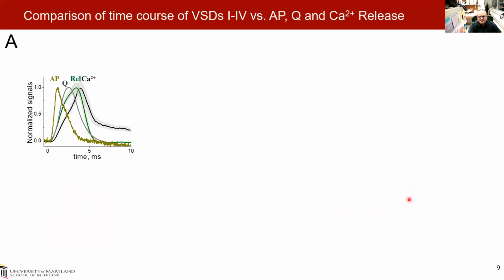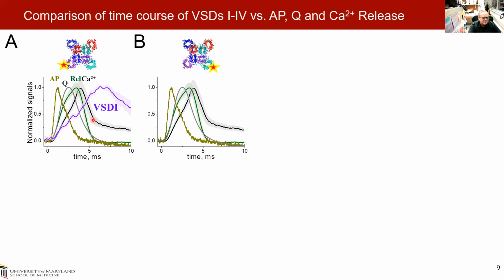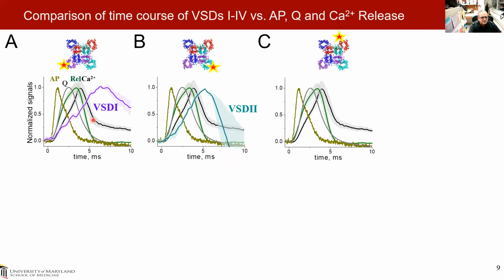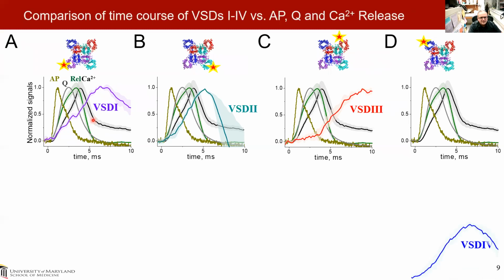Next, we compare the mean normalized fluorescence for each voltage sensor domain with the normalized trajectories of the action potential, the charge movement during an action potential, and the calcium transient and the underlying SR calcium release evoked by an action potential, measured in a separate set of fibers. Here for VSD1, VSD2, VSD3, and VSD4. As expected, the VSD signal occurred after the action potential.